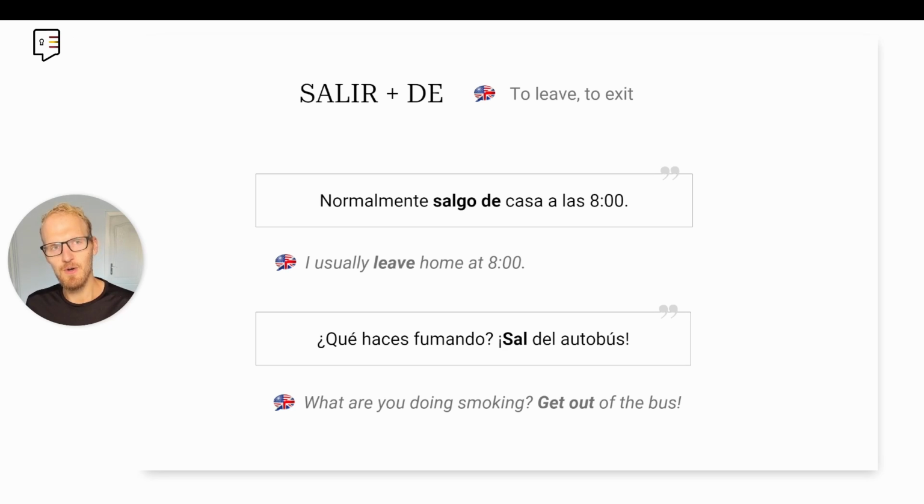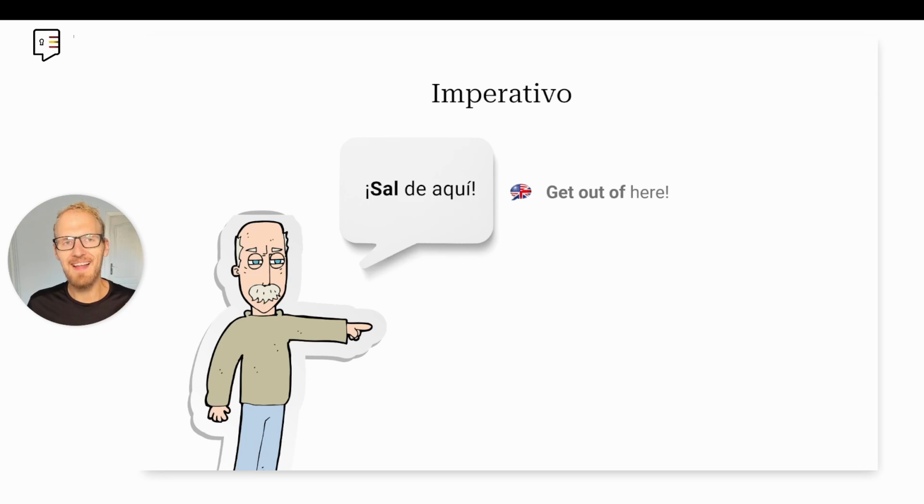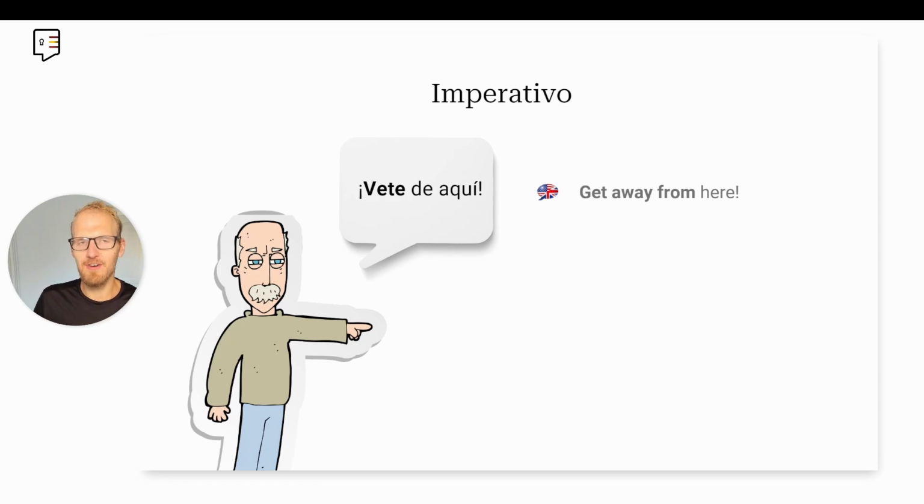Salir de un sitio. And if you look at the second example, sal del autobús, this word sal is not sal like in salt. This is the same word, but it's not what it means. It's the command tense, the imperativo of the verb salir. And this is also a cause of confusion for some students when you use salir or ir or irse in the command mood. And sal de aquí would be like get out of here, sal de aquí. However, vete de aquí is get away from here.